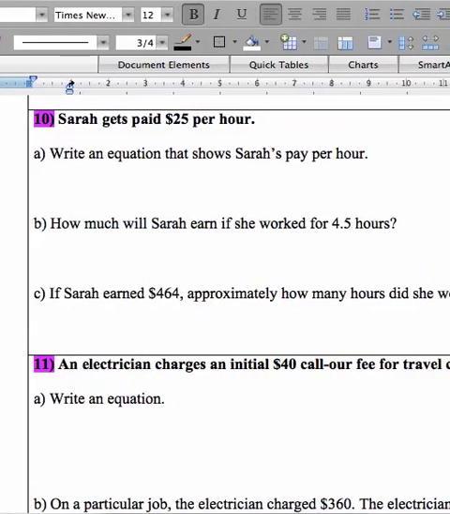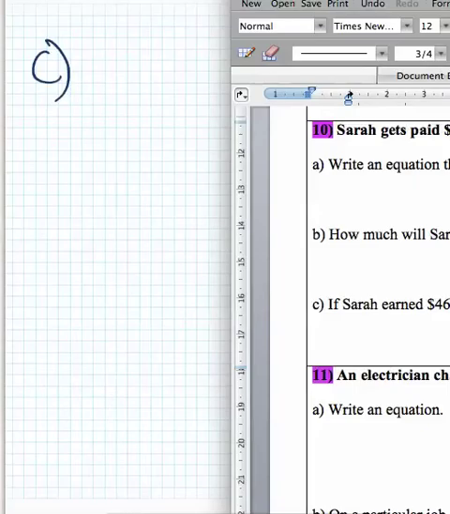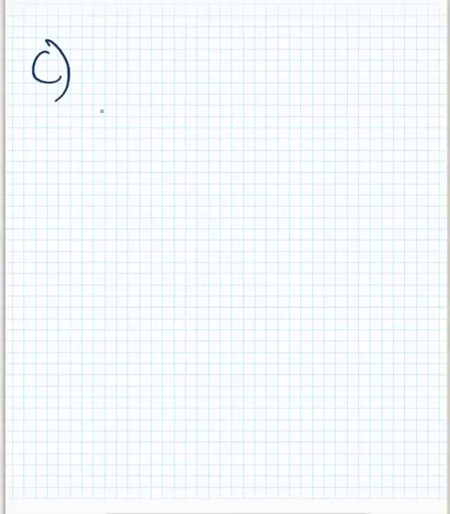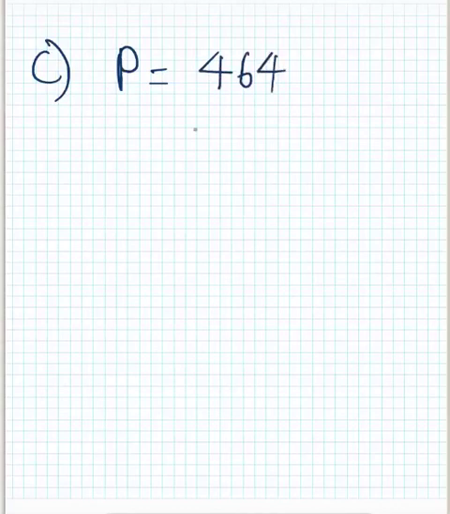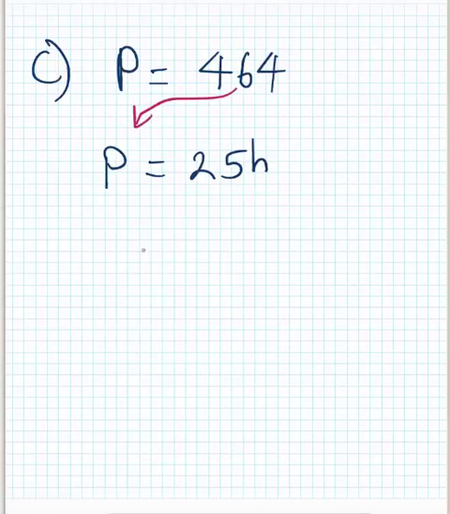Now for C, it says if she earned $464, approximately how many hours did she work? So now we're doing the opposite. Just say you had a job and you wanted to work out how many hours you have to work to get this much money. This is what you would do. So this time, instead of H, we've got P, her pay, is equal to 464. Now put it in our equation, which was, I'll write it again, P equals $25 per hour.